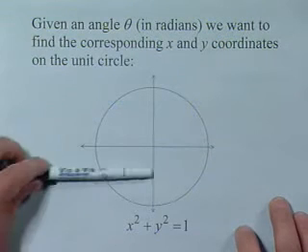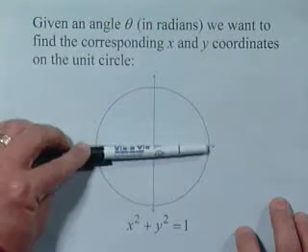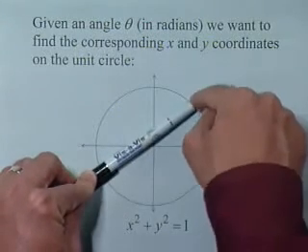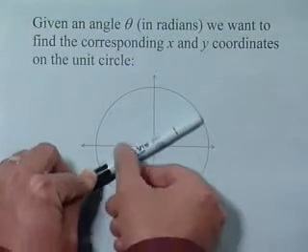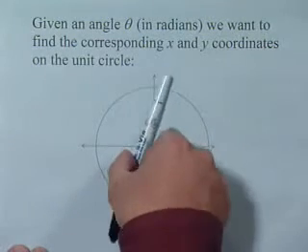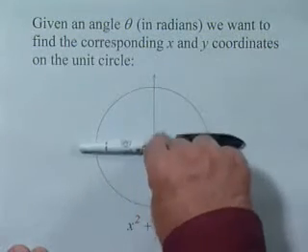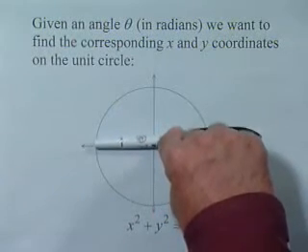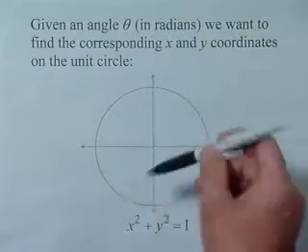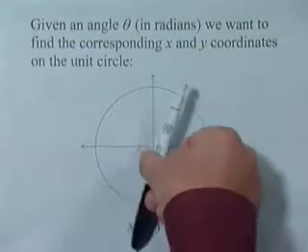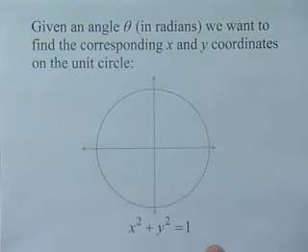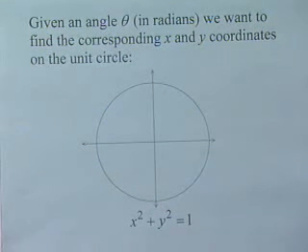In other words, I'm going to start here with an angle. Maybe there's an angle of pi fourths. I want to know what's the corresponding point on the unit circle. Maybe I'm talking about the angle pi. I want to know what the corresponding point is for the angle pi, etc. So given any radian measure, we're going to have a corresponding point on that circle, and we want to be able to find all of those points.